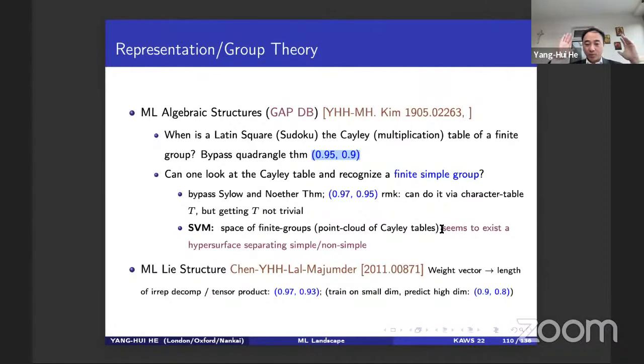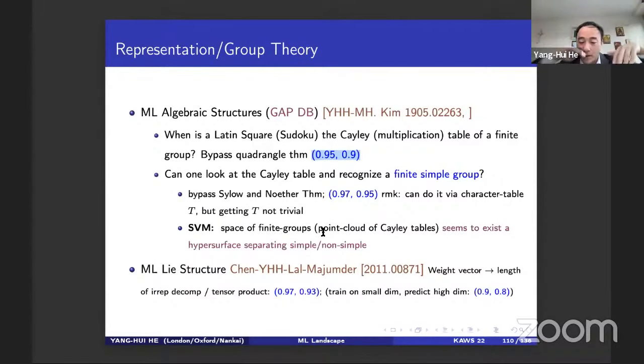It just says you plot the group in this high dimensional Euclidean space, a point cloud of groups. It's a proto-conjecture in the sense that I have no reason to expect that such a hypersurface should exist. All I know is that it does exist, and I can tell you the equation of this hypersurface. But also, of course, it's an infinite dimensional space because of the infinite number of finite groups.